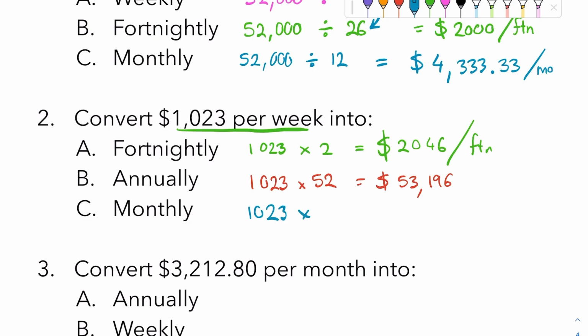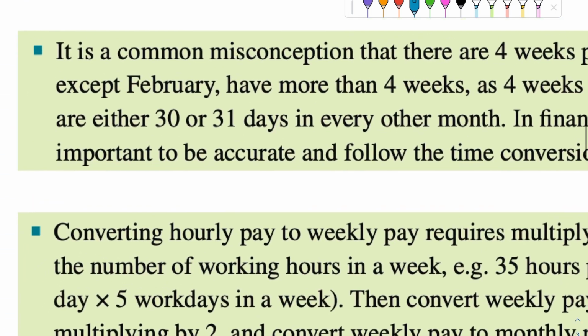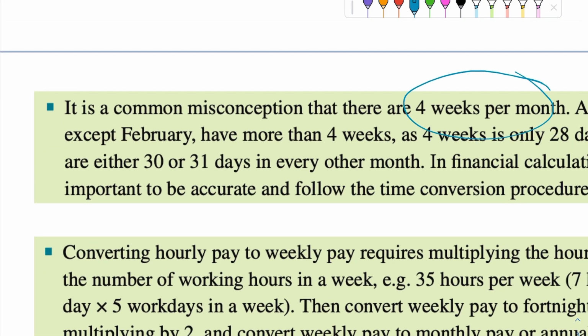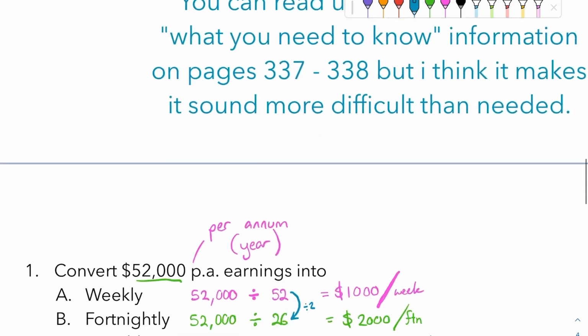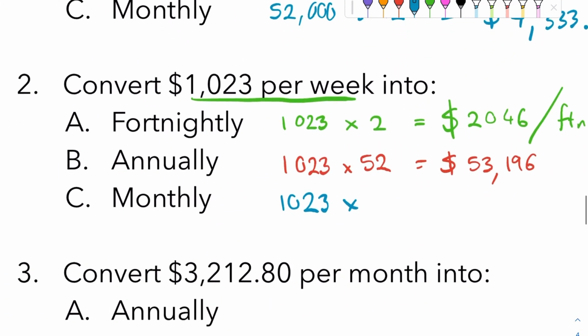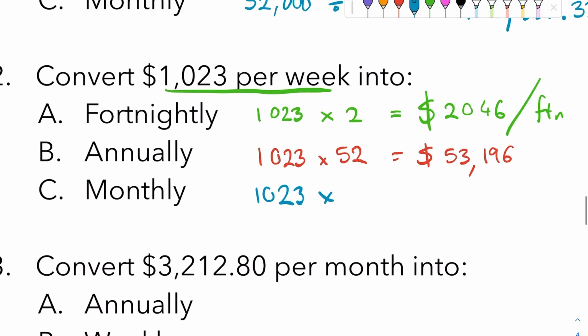Monthly. So convert weeks into a month. This is where we had that misconception they mentioned here. It's not necessarily 4 weeks per month. It depends. So the way I would do this one is I would change it into a full year. If I times it by 52 weeks, that gives me a full year. Now I want to divide it down into 12 months, so that'll give me a monthly cost.